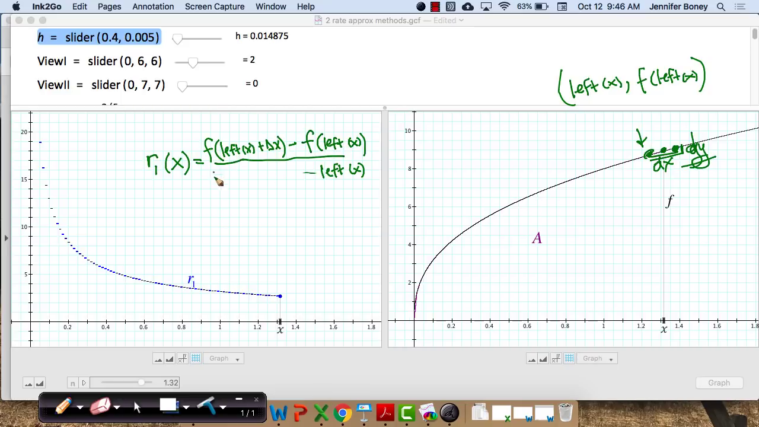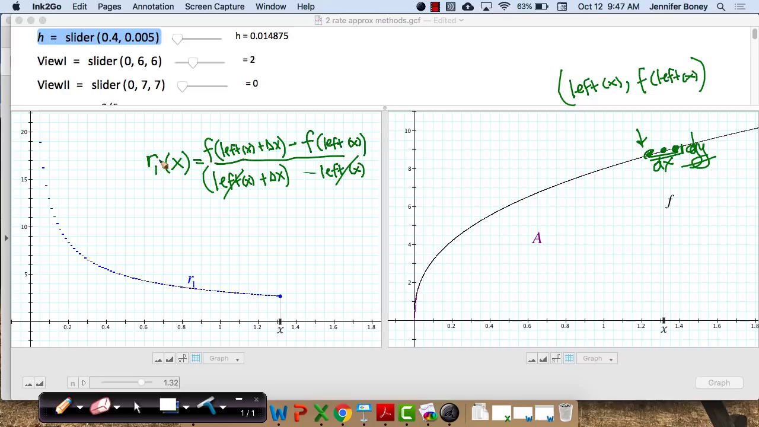And then in the denominator, left of x plus delta x, not f of that, but just those x values, minus left of x. The left of x drops out. What left of x plus something and then minus left of x is just that something, delta x in this case. Or, an easier way to say that, the distance between the left and the right end of the interval is delta x because we made it so. That's how we defined it.